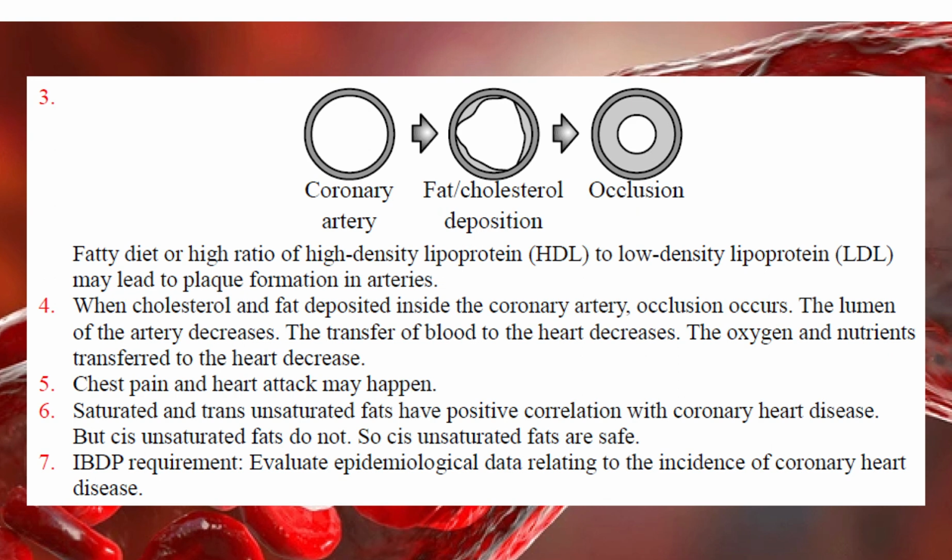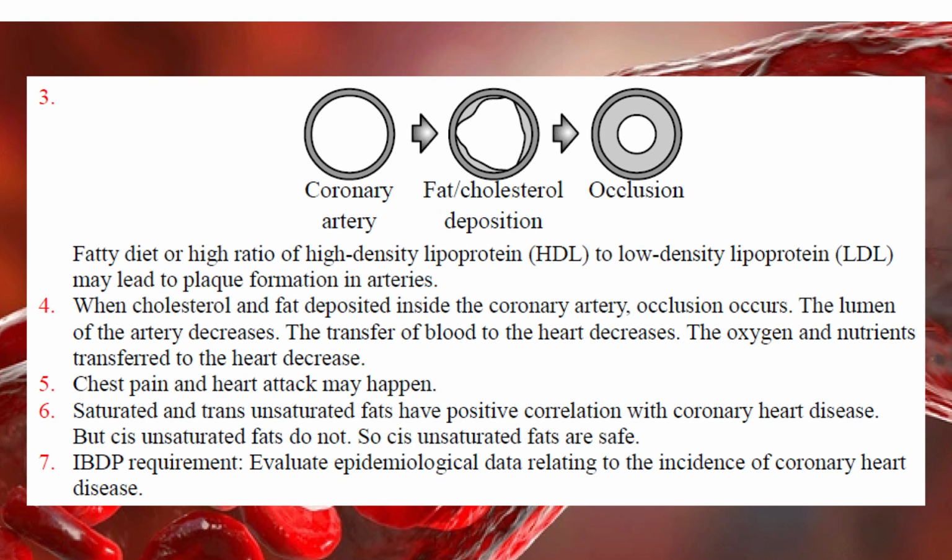The heart muscle does not have the oxygen and nutrient, so you may feel chest pain or heart attack. And this is lethal to you. You die if your heart can't pump the blood to the whole body. So remember, saturated and trans-unsaturated fat is bad. Saturated fat is from butter. Trans-unsaturated fat is from margarine. So what's the good thing? Cis unsaturated. Which one has a high ratio of it?